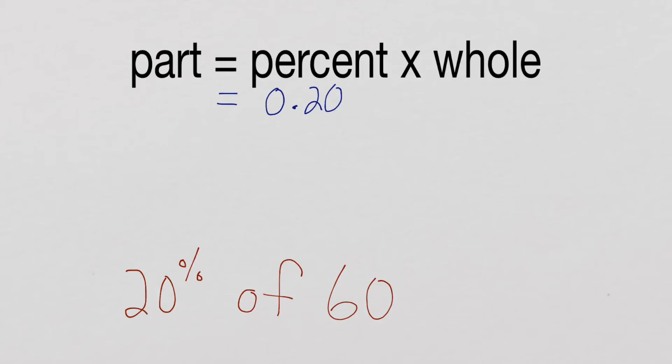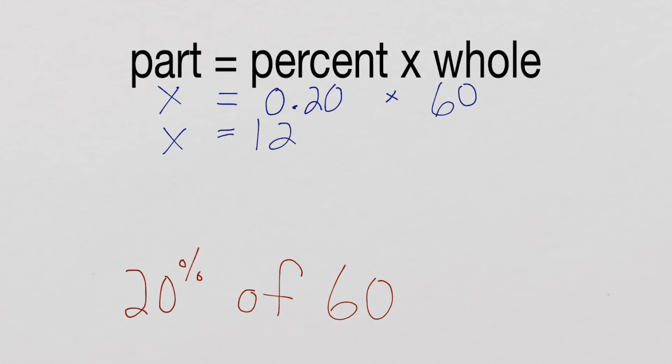In this case, 60 is my whole, so I'm going to multiply it by 60 over here, and I'm just going to put a variable in my part spot. To finish that off, I would just do 0.20 times 60. That gives me 12. So 12 is 20% of 60.